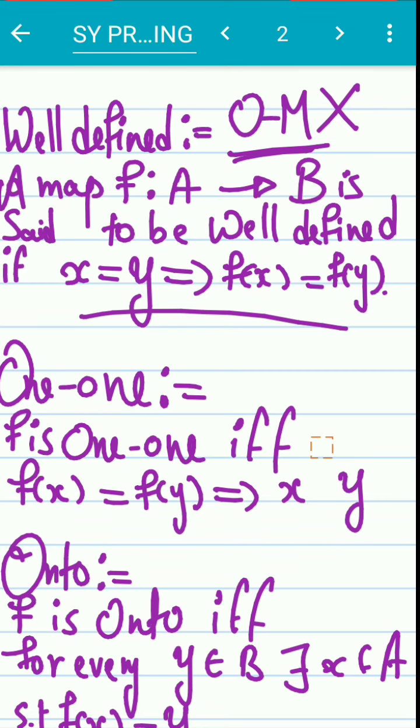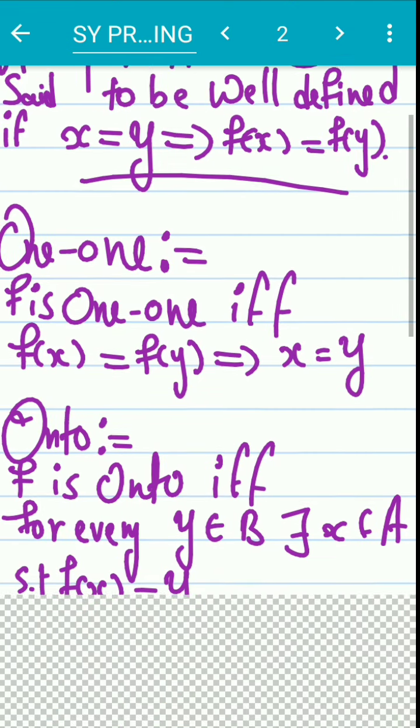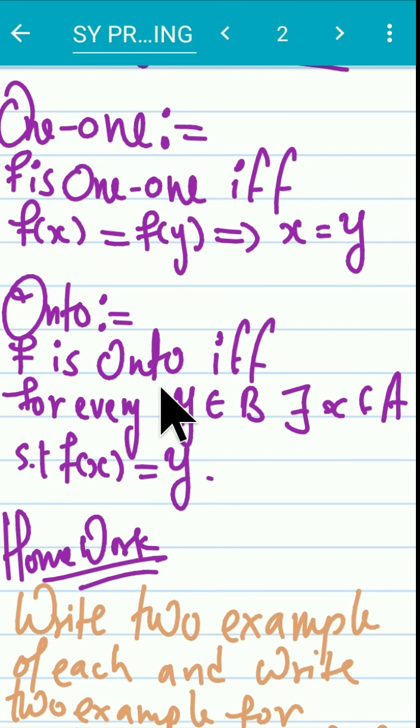Okay? So after that we have an onto map. Onto map is really simple. Onto means every point in a codomain has a pre-image. Means what? Every point inside B, there exists x inside A such that f of x equals y. These things are really trivial, but you should write this.